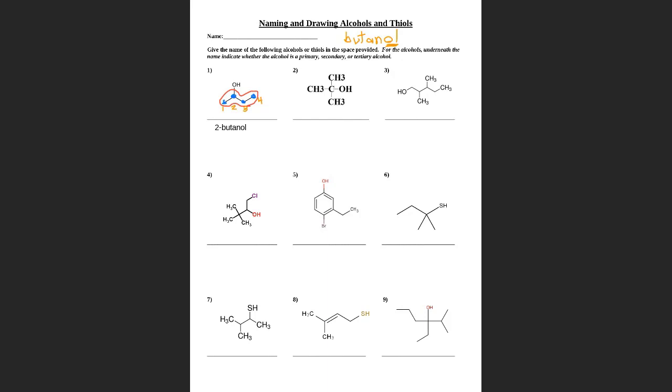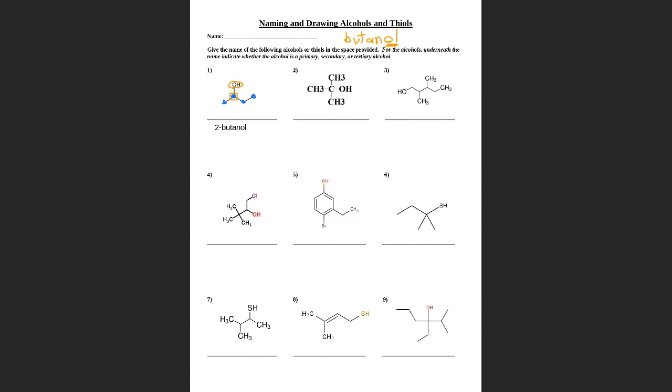But now we have to also check and see if it's primary, secondary, or tertiary. And for this, I want to take a second to describe a couple of different things: the carbon that is bonded to the functional group. In this case, the functional group is the OH. The carbon that is bonded to the functional group typically has a special name. It's typically referred to as the alpha carbon. And I'm going to put a little square around the alpha carbon. Okay?